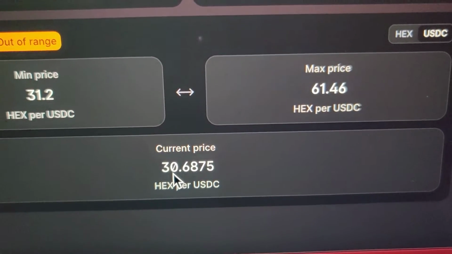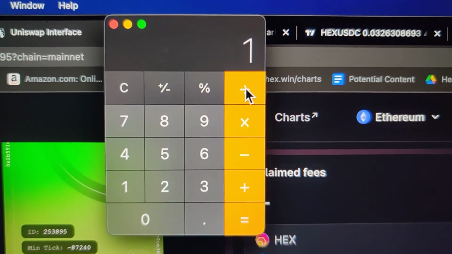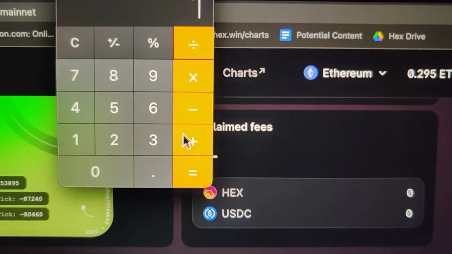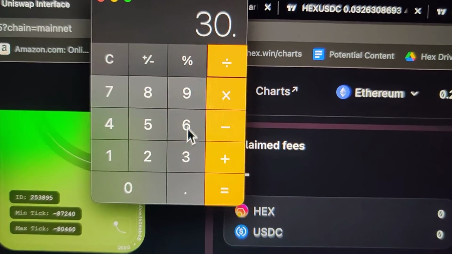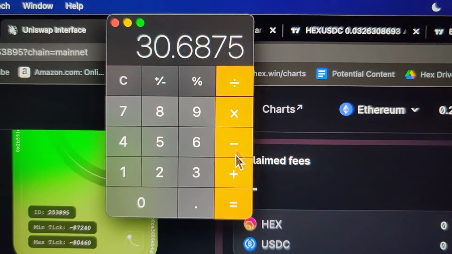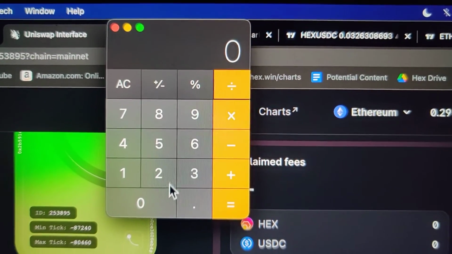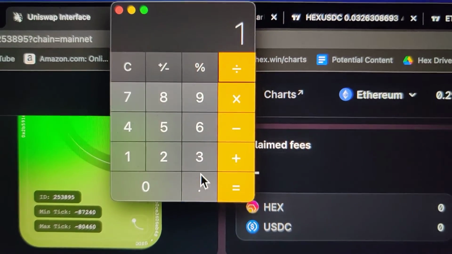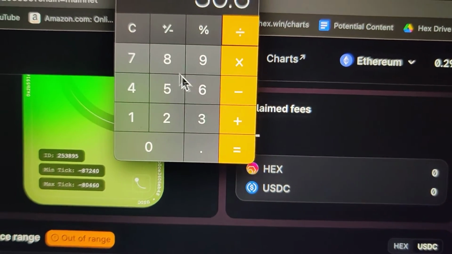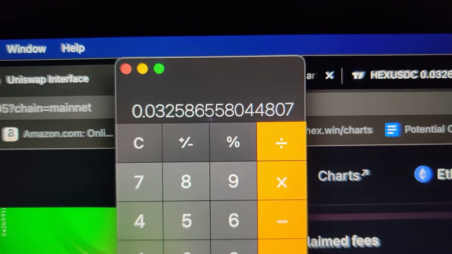Right now it says the price of hex is $1, or a USDC, which is roughly equal to $1, divided by 30.6875, because you would get 30.6875 per dollar. That's what someone's willing to buy it at right now. That's the wrong button. 1 divided by 30.6875 equals. So that's the current price of hex.